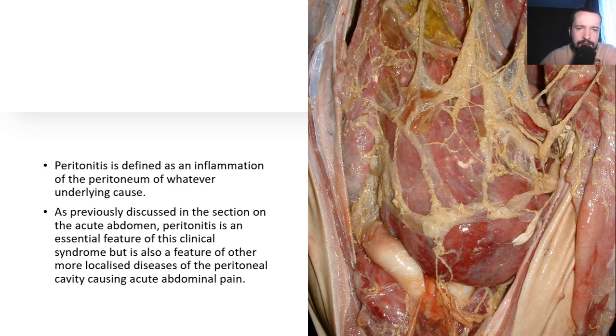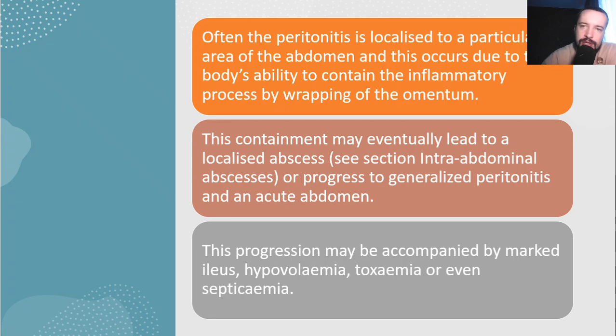Peritonitis is defined as an inflammation of the peritoneum of whatever underlying cause. As previously discussed in the section on acute abdomen, peritonitis is an essential feature of the clinical syndrome, but is also a feature of other more localized diseases of the peritoneal cavity causing acute abdominal pain. Often the peritonitis is localized to a particular area of the abdomen, and this occurs due to the body's ability to contain the inflammatory process by wrapping of the omentum. This containment may eventually lead to a localized abscess or progress to generalized peritonitis and an acute abdomen.